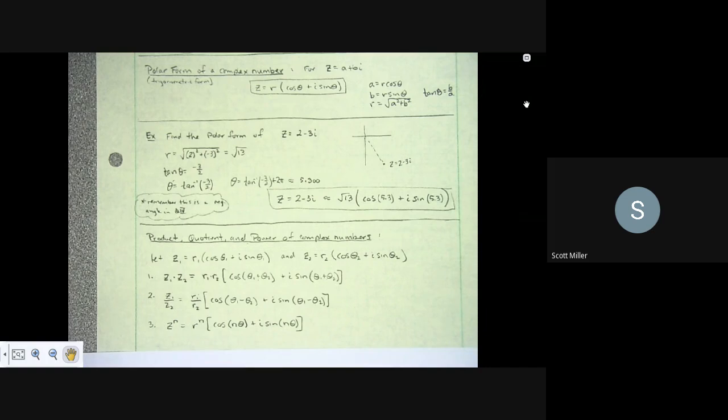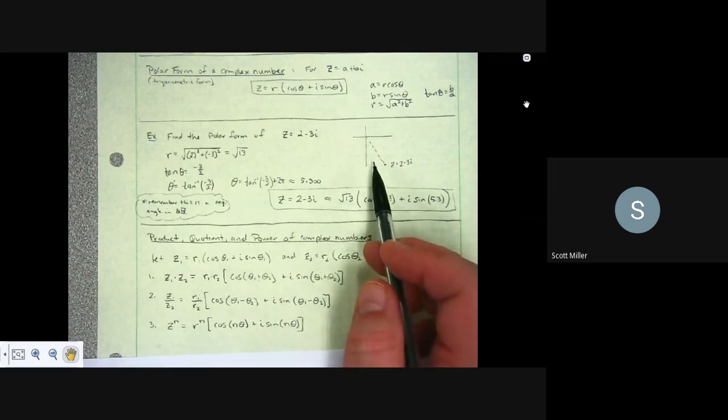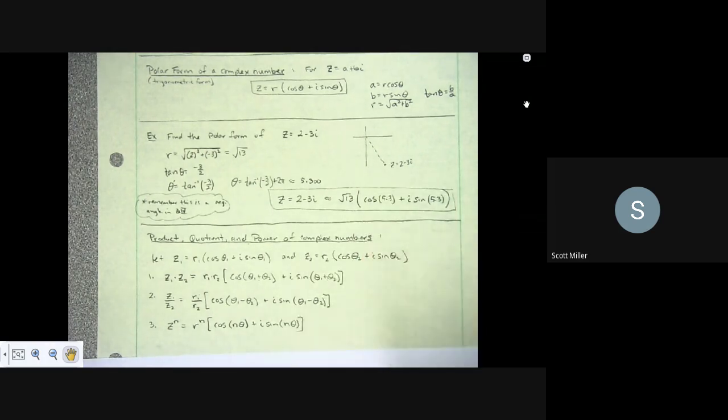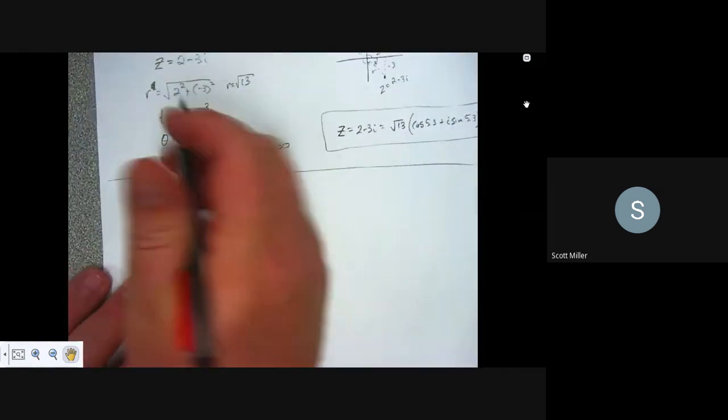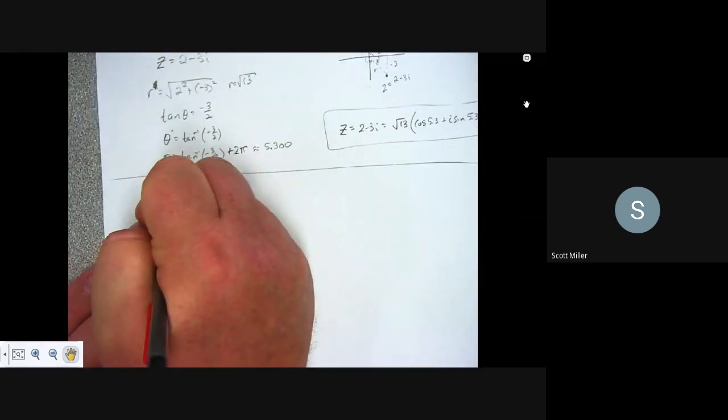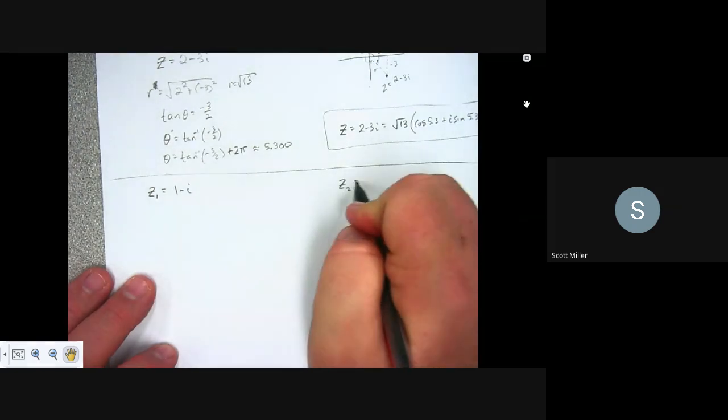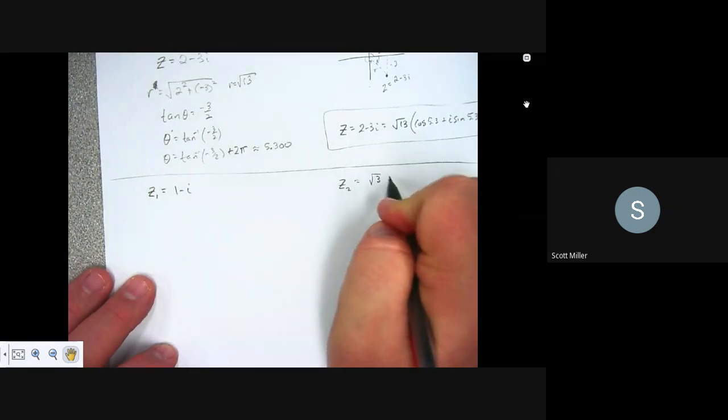So let's see how this might work. Now again, it doesn't mean all problems are going to be easy this way. What I'm going to do is walk you through getting them into polar form again, and then using these rules to do those problems, okay? So here's the example we're going to be doing. Z1 is going to be 1 minus i. Z2 is going to be the square root of 3 plus i.